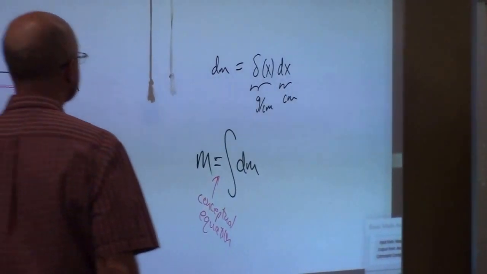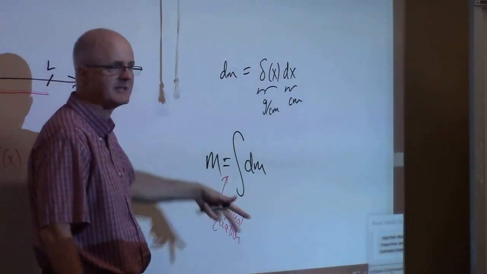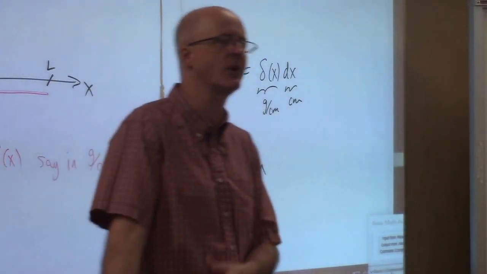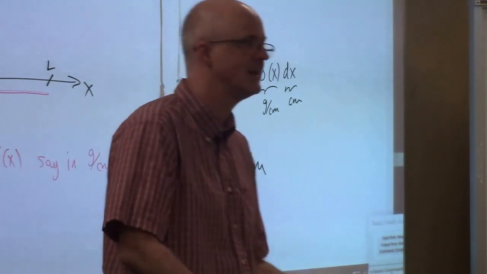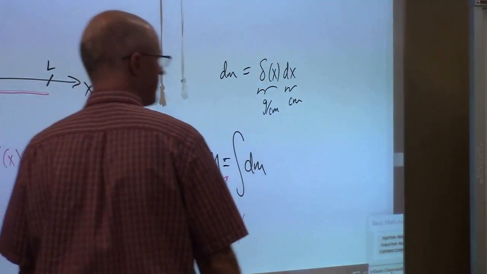I suppose you could call this a conceptual equation too, but this is the kind of thing that I've been labeling a conceptual equation. It doesn't tell you what to do. It just says, here's the idea: to find the total mass, add up the little masses. To find the total volume, add up the little volumes. Pretend the integral means add.